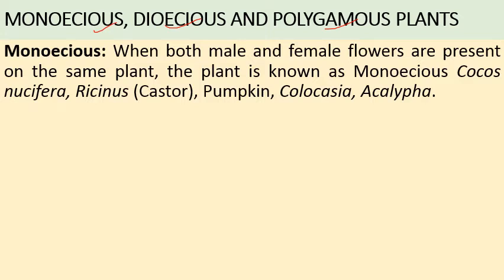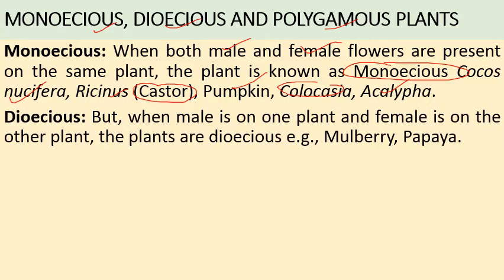Next come the terms that we have already discussed: monoecious, dioecious, and polygamous plants. Monoecious plants: when both male and female flowers are present on the same plant, that plant is known as a monoecious plant. For example, we have Cocos nucifera, that is coconut, then Ricinus communis, castor plant, pumpkin, that is Cucurbita, then Colocasia and Luffa. So these are some plants which are monoecious.